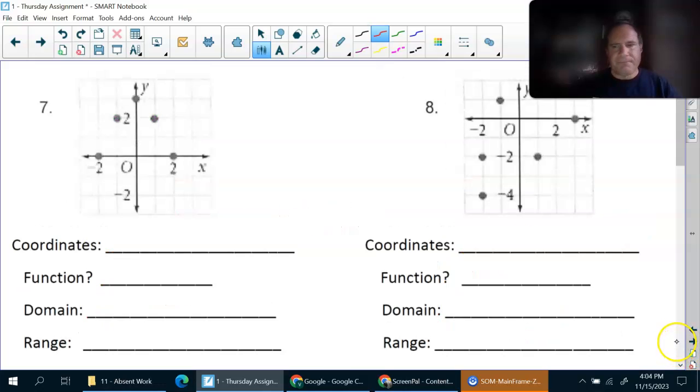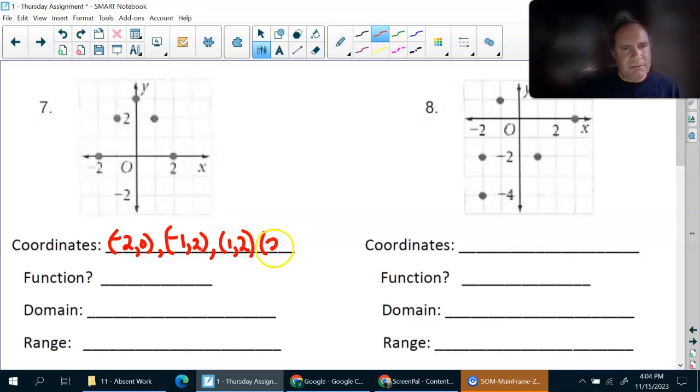And that's it. Number 7, the coordinates: negative 2, 0; left 2, up 0; negative 1, 2; 1, 2; and then 2, 0. Is this a function? Yes, it is.